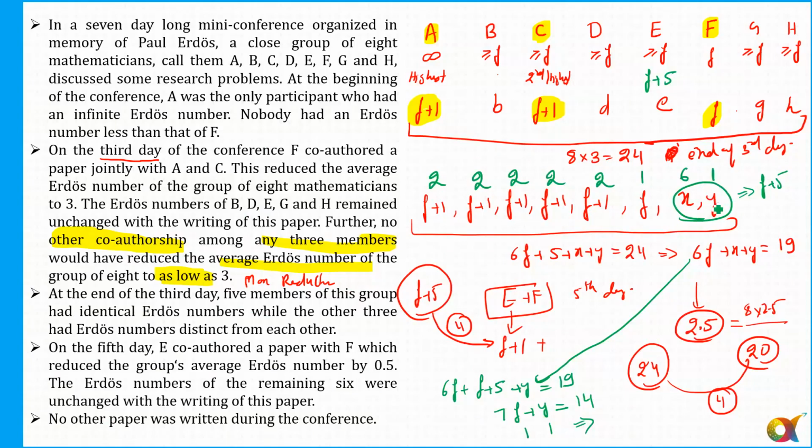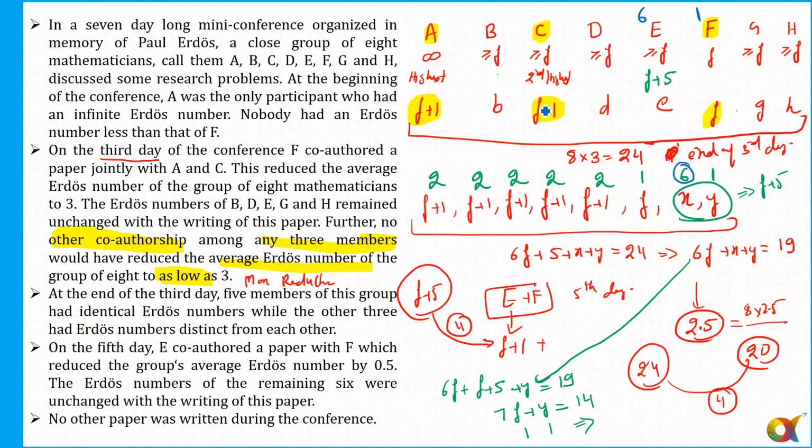Okay. Now, going back here. So we know that the Erdős number of E is equal to what? Yes or no? Erdős number of E, initially it is equal to, let me write it down here. Erdős number of E is equal to F plus 5 initially. So 1 plus 5, that is equal to 6. Okay, Erdős number of E is 6 here. Okay, F is equal to 1.